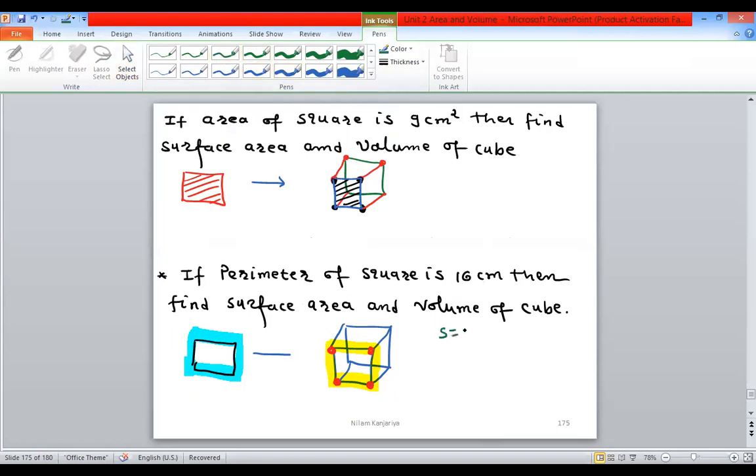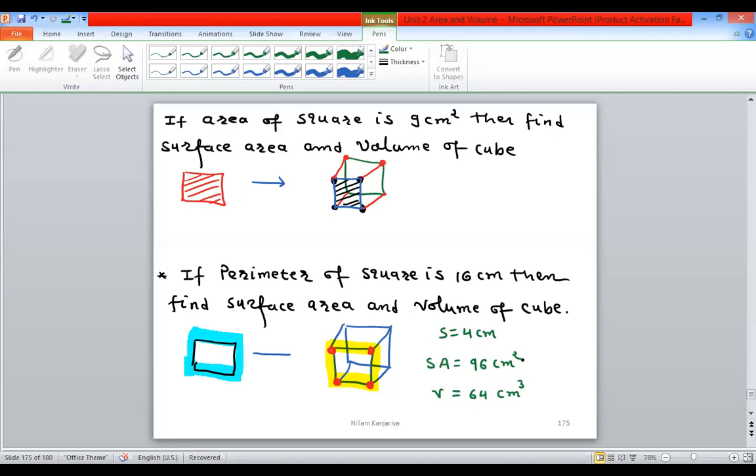Hope you get that S, the length of the side, is equal to 4 centimeter. And the surface area is 16 into 6, which is 96 centimeter square. Very good. And its volume: 4 multiplied 3 times, 4 into 4 into 4, is 64. 4 cube is 64 centimeter cube. So these are the answers. Hope you are clear?